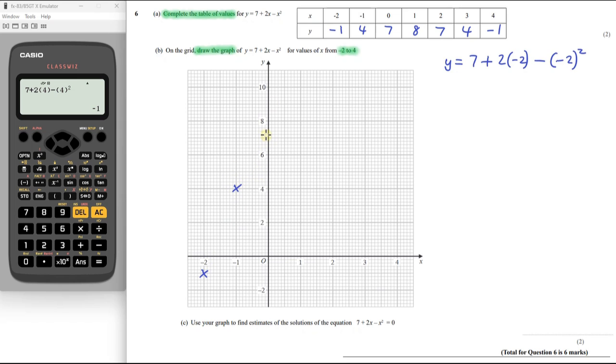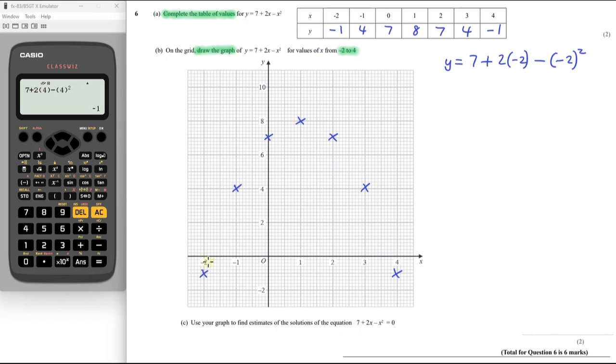0, 7, which is there. 1, 8, which is there. 2, 7, which is there. 3, 4, which is there. And 4, -1, which is there. And I'm actually pretty happy that this is correct because you can see it's nice and symmetrical. So now we just have to connect the points with a curve.